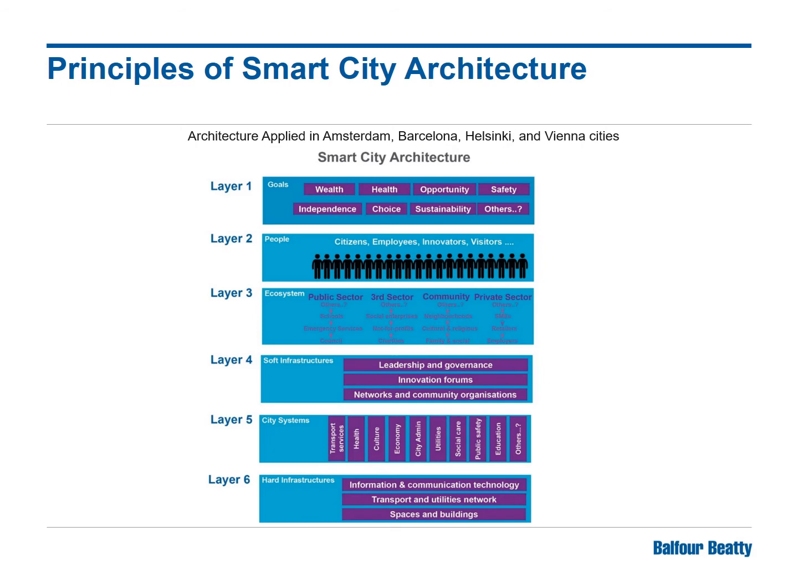For a smart city, we have to consider all these layers where we start by setting our goals. First consider the goals and then the people within the city. Then you have ecosystems within a fully functional city. Then you have soft infrastructure like governance and standards, and then you have fully functional city systems, multiple systems within a fully functional city. Then you have hard infrastructure.